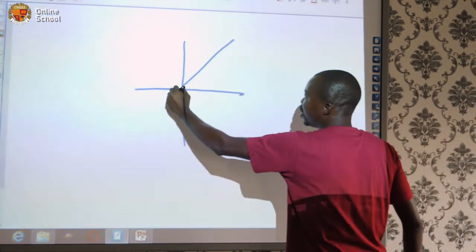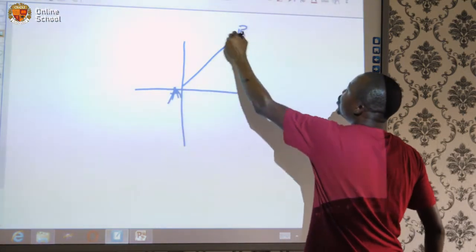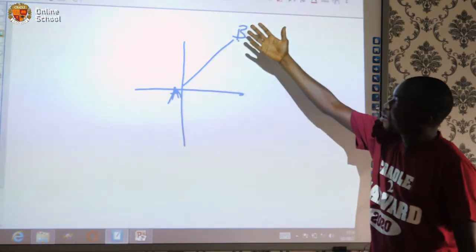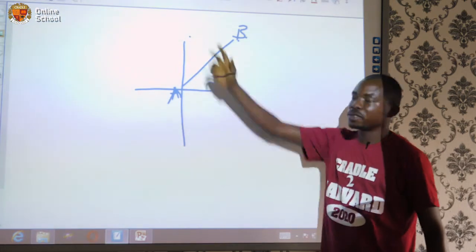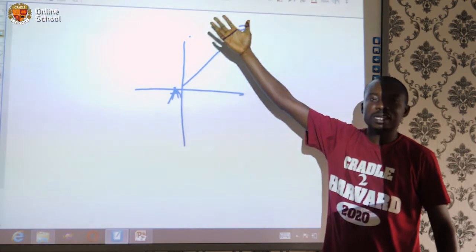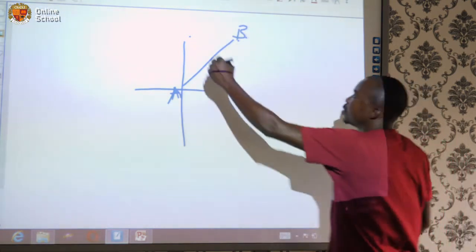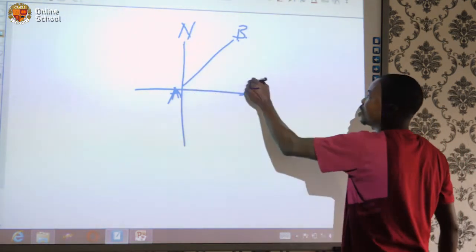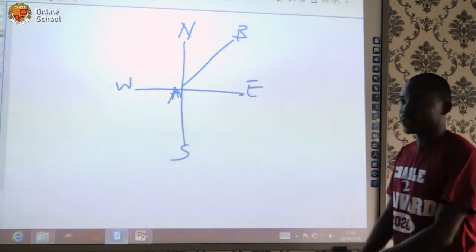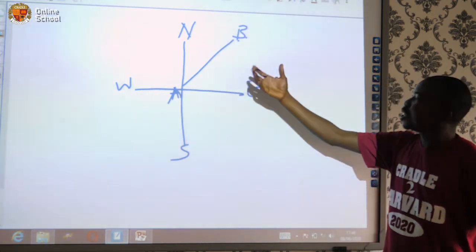Assuming we have point A here and point B here. Now the direction of this point has to start from the north. Bearing has to do with the cardinal points. The four main cardinal points of bearing are the north, the east, the south, and the west. These are the four main cardinal points of bearing.